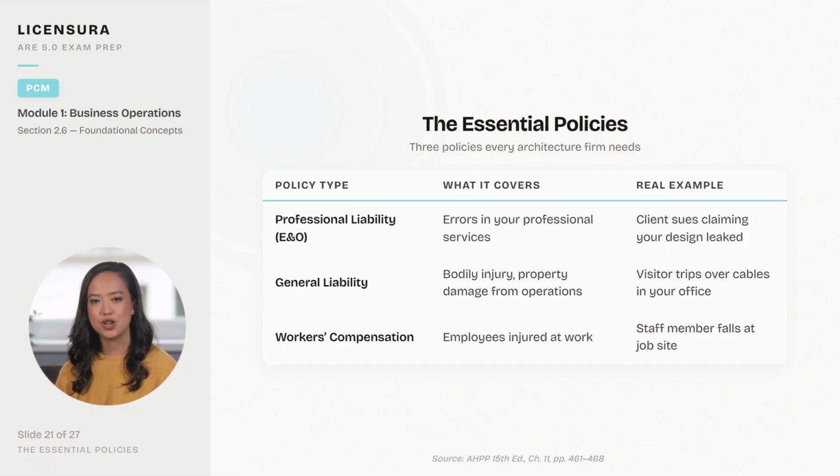These are non-negotiable. First, professional liability, also called errors and omissions, or E&O. This covers errors in your professional services. If a client sues claiming your design caused a leak or a code violation, this is the policy that responds. Second, general liability. This covers bodily injury and property damage from your general operations. Someone trips over cables in your office, for example. Third, workers' compensation. This covers your employees if they're injured at work, like a staff member who falls during a site visit.